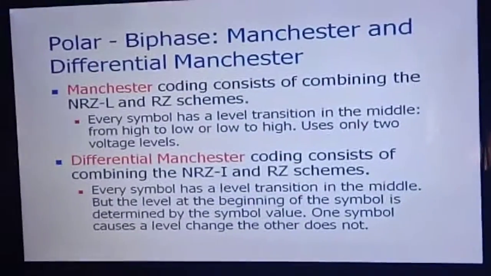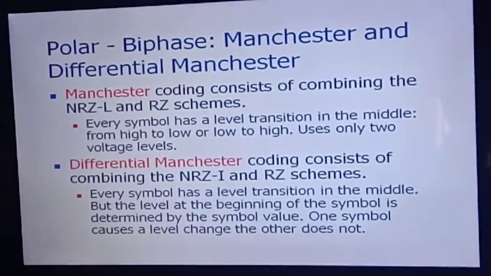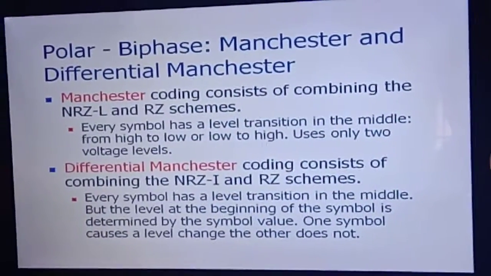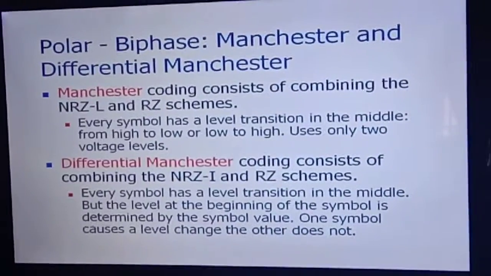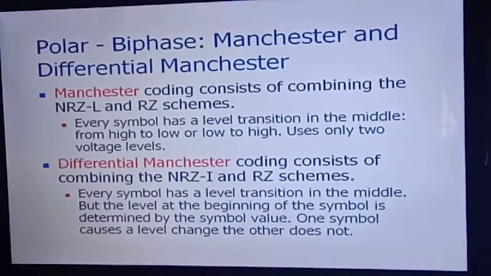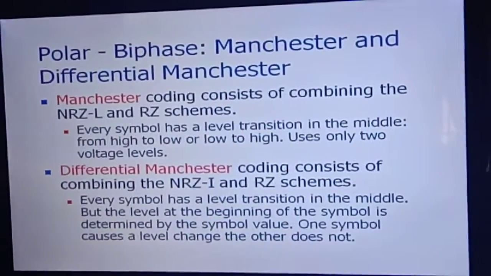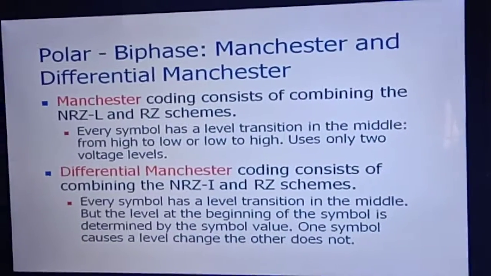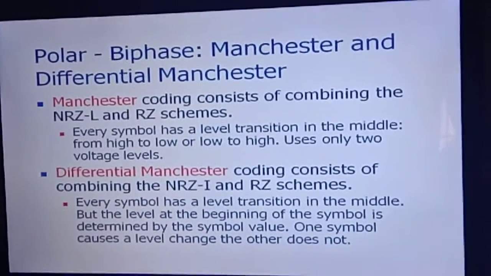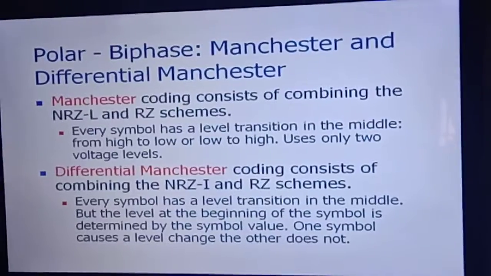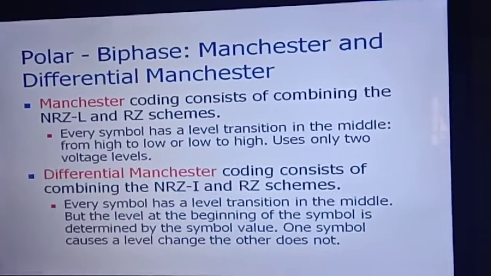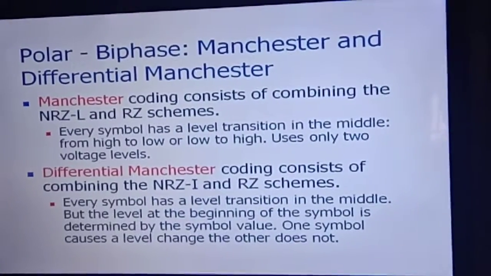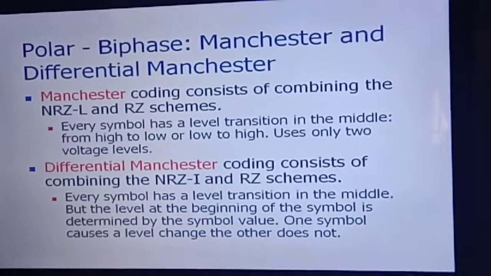Next, polar biphase: Manchester and differential Manchester encoding methods. In Manchester, the coding consists of combining the non-return to zero level and return to zero schemes. Every symbol has a level transition in the middle, from high to low or low to high. It uses only 2 voltage levels, not 3, either high to low or low to high.